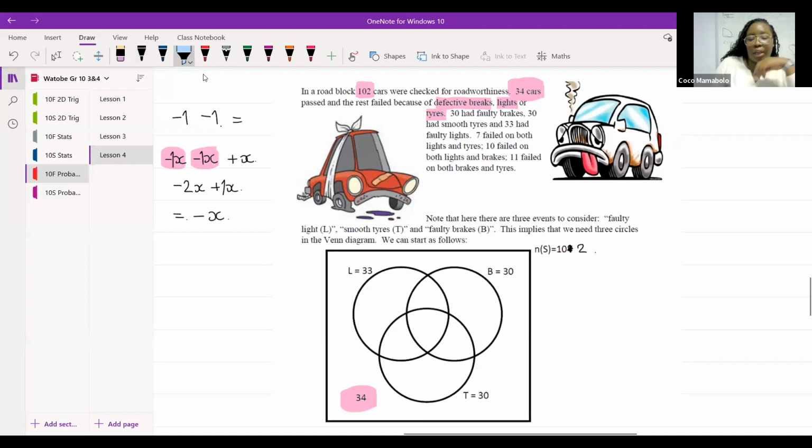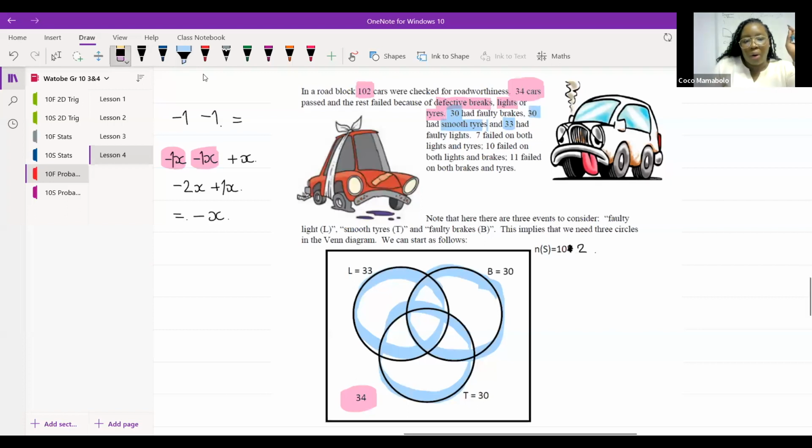Not quite. Okay, so think about it. They're telling us that 30 of them had faulty brakes, which means the whole of this section needs to be 30. And they're saying that 30 of them had smooth tires, so this whole section needs to be 30. And they're saying that 33 had faulty lights, so this whole section must be 33. But the problem is the intersections, correct? Yes, ma'am.